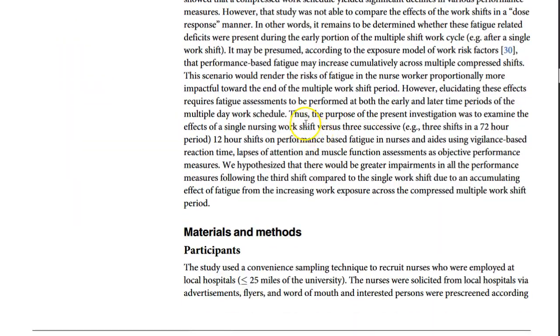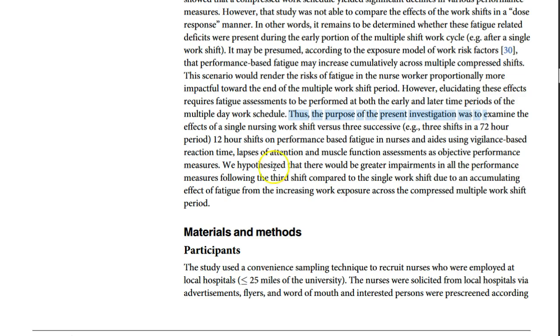And what we get is this sentence here. Thus, the purpose of the present investigation was to examine the effects of a single nursing work shift versus 3 successive 12-hour shifts on performance-based fatigue in nurses and aides using vigilance-based reaction time, lapses of attention, and muscle function assessments as objective performance measures. Okay, so that is a pretty decent little research question. It includes study factor, it includes the response variable, and then also includes the population of interest, and it's even nice enough to tell us a little bit about how the response variable is going to be measured.